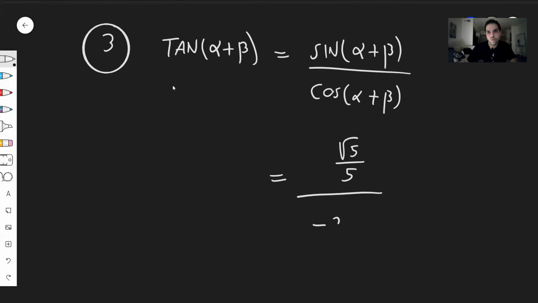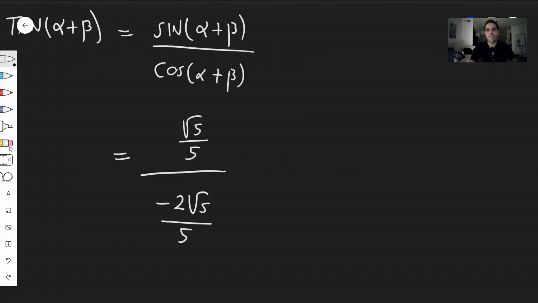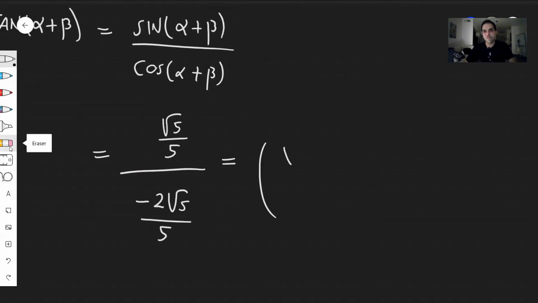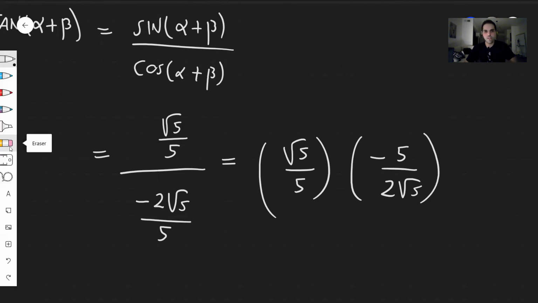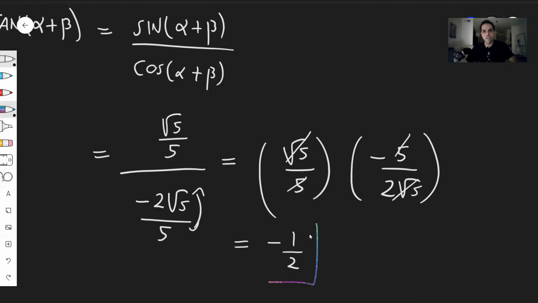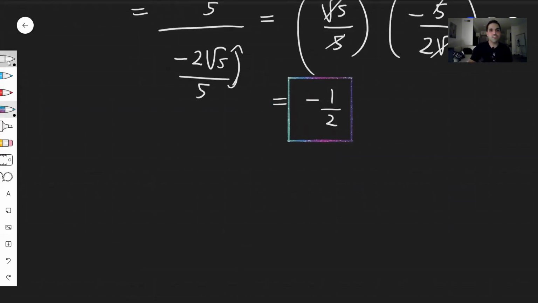Cosine was minus 2 square root of 5 over 5. And remember, when you're dividing by a fraction, you have to flip it. So square root of 5 over 5 times minus 5 over 2 square root of 5. You see, this you flip. And this cancels out. This cancels out. It turns out you're left with -1/2. So that is the answer for tangent. Wonderful. So in this problem, we're basically done. We found sine, cosine, and tangent of the sum.